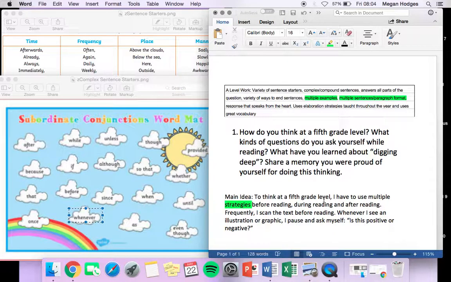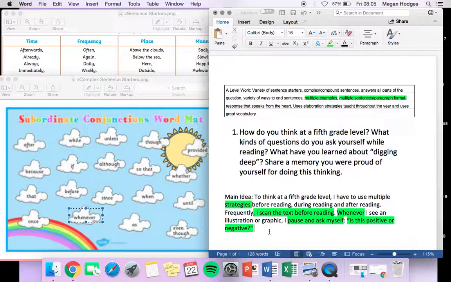So far I've taken one strategy. I scanned the text before reading. I named my first example. I used an awesome sentence starter, whenever. I made it a 5th grade level because I told you what I do in my brain. I actually told you I pause and ask myself. If you just name a strategy, then you're just listing it. You need to talk about what the strategy looks like.